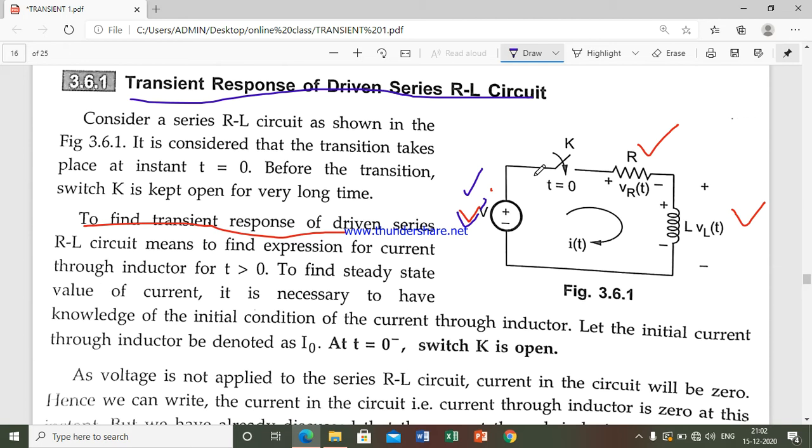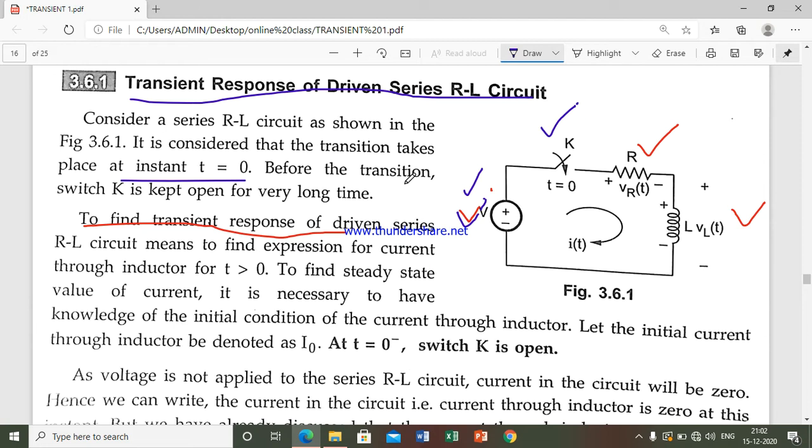Let us consider that a transition means a change of state from one state to another. It will take place when you switch on. At which instant will you switch on? At time instant t equal to 0 you will close this switch, and in that condition the transient response will take place. It is considered that the transition takes place at t equal to 0, when the switch is closed.